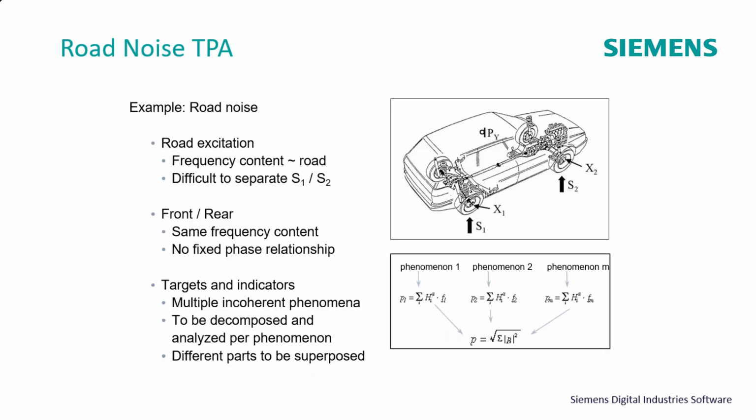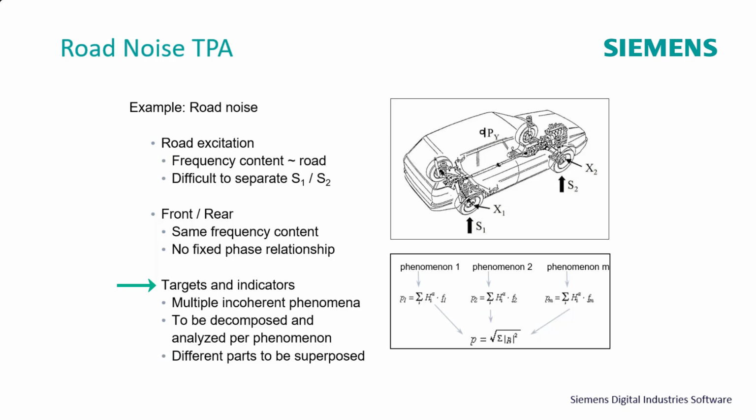So here's an example of the road noise again. Frequency content is coming from the road input, and you've got these independent sources. So here we've got them for 2 wheels called S1 and S2, and it's difficult to separate S1 and S2 to get their independent phenomena acting on it. So those S1 and S2 are partially correlated. And if I look at the front versus the rear, the same frequency content, but there's not a fixed phase relationship between the front and the rear.